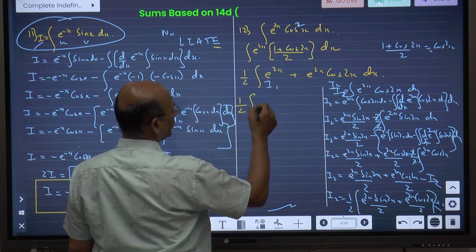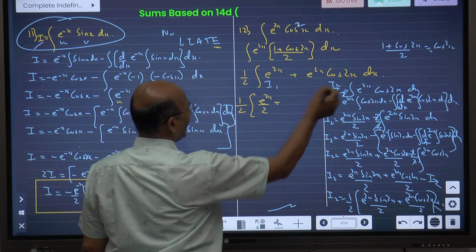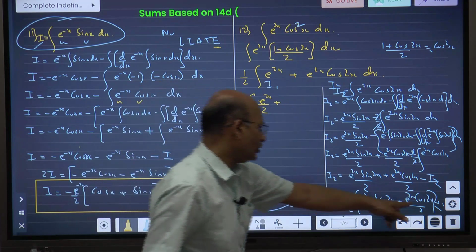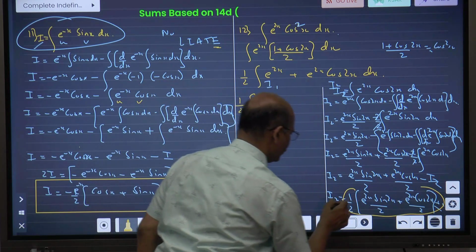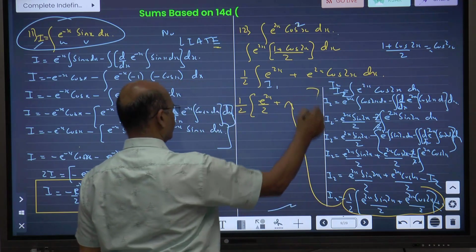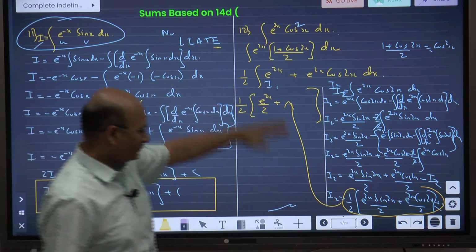What is e raised to 2x? It is e raised to 2x upon 2 plus I2. What is I2? Is this the complete set? So what I am going to do is take this complete thing and put it over here. That's the final answer. I am sorry, I am not putting it, there is a lot less space there.